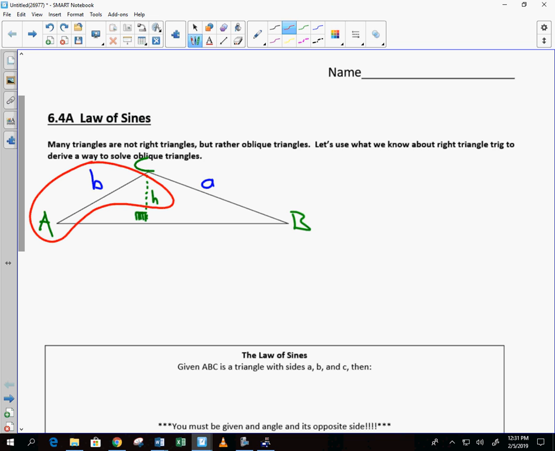Which trigonometric function involves A, H, and B? Very good. A plus for Samantha. She says the sine of angle A is H over B, opposite over hypotenuse. Everybody see that? So we'll write that down. Sine of angle A is equal to H over B.